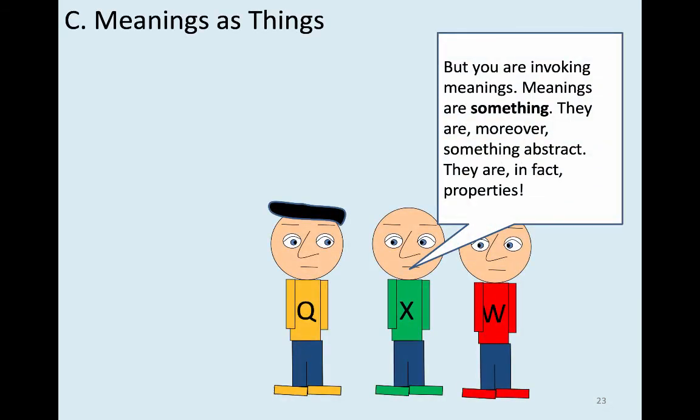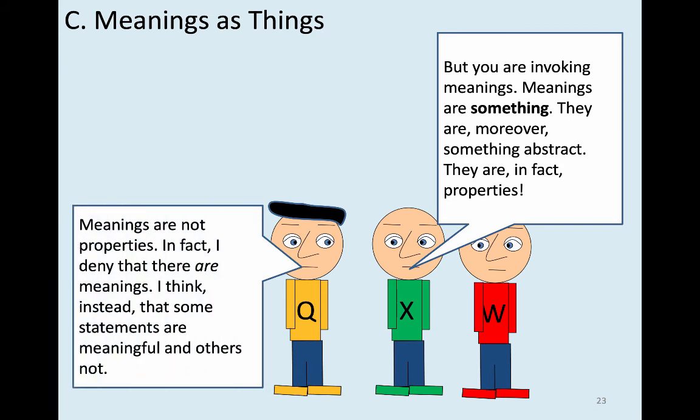Now, McX isn't going to take that route. He's going to protest differently. He's going to say, but you're invoking meanings, and meanings are something. They are, moreover, something abstract. They are, in fact, properties. And Quine here is going to say meanings aren't properties. In fact, I deny that there are even meanings. I don't think that there are properties. I don't think that there are meanings.